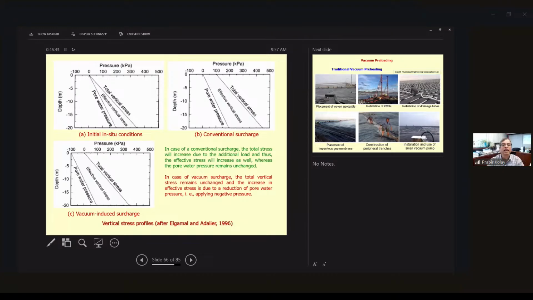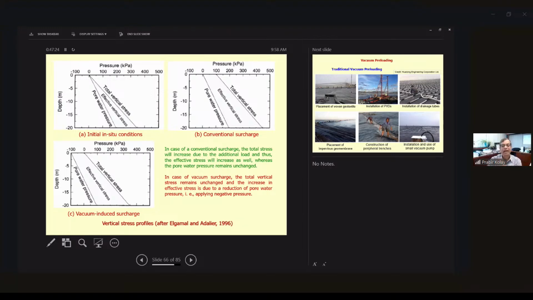So here you can see three different situations. Figure B is the conventional surcharge. So basically what is happening there, the total vertical stress, effective vertical stress, and water pressure. So what is happening over here? And then, over here, the initial conditions, you see the total vertical pressure and water pressures. So again, you need to understand that. The pore water pressure is u generally, and then the effective stress is the total vertical stress minus the water pressure. So the more effective stress there is, the more load it can take, right?